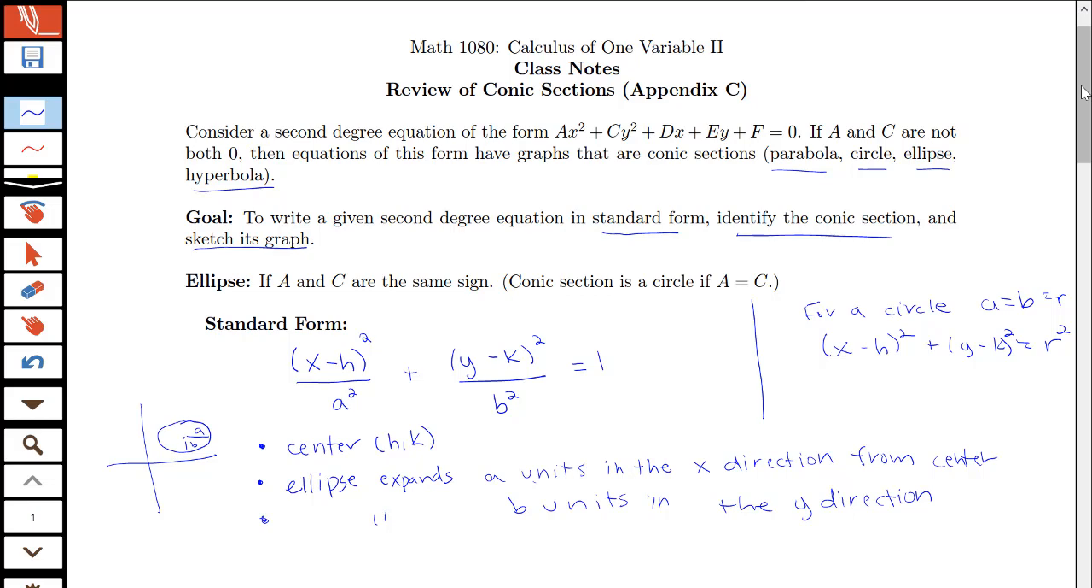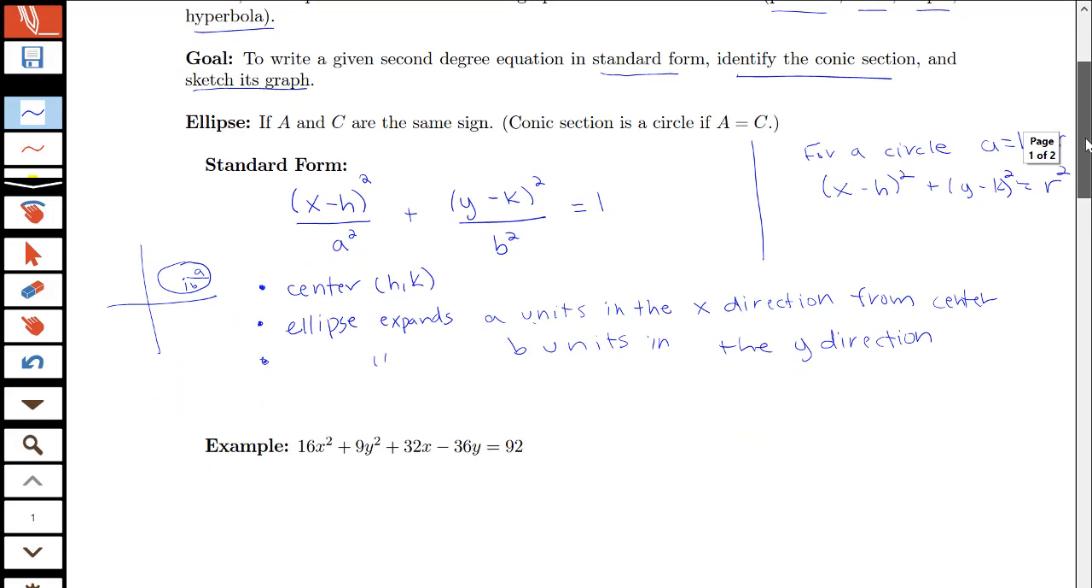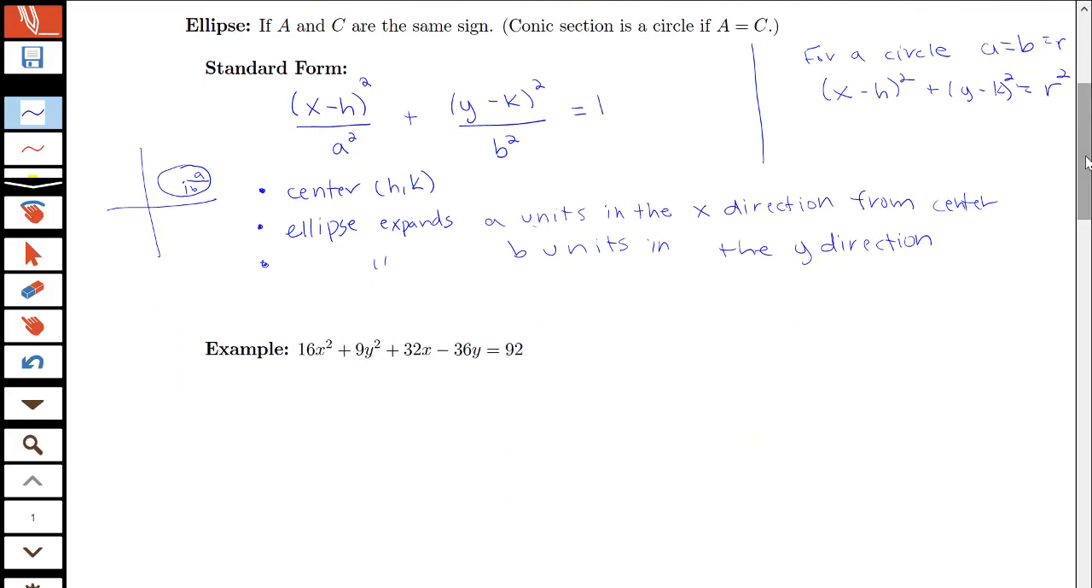So let's look at an example where we're going to put one of these equations into that standard form. Here I have 16x squared plus 9y squared plus 32x minus 36y equals 92. I do notice that I have both positive numbers for the coefficients of x squared and y squared, so I think this will end up being an ellipse, but we want to go ahead and actually put it in this standard form. Notice that's going to involve completing the square twice here. So the first thing we're going to do is just collect those like terms.